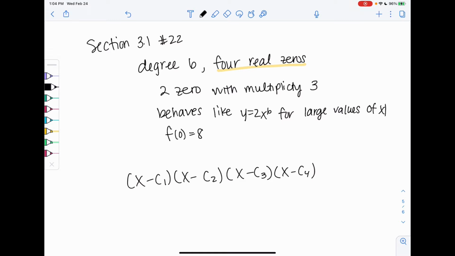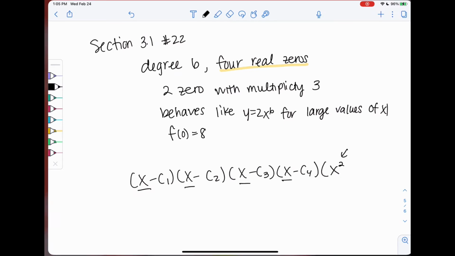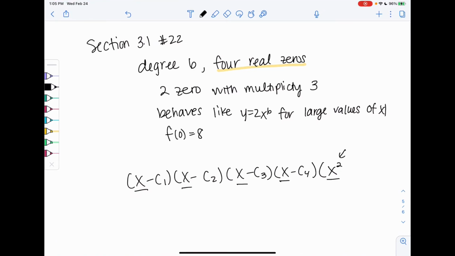The issue here is this only gives us x to the fourth, right? x times x times x times x. So that's only x to the fourth. That's not degree 6. So what we need is x squared to bring it up to degree 6, because then we'll have x, x, x, x, which is fourth power, and then x squared will bring it up to 6.